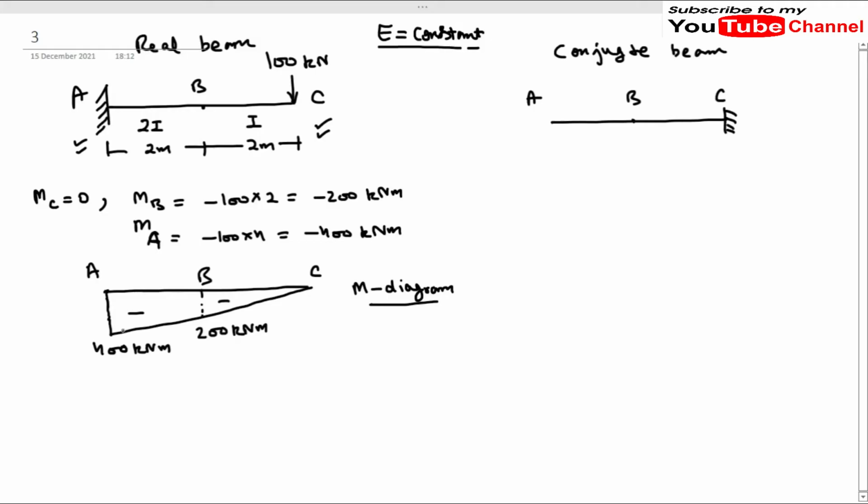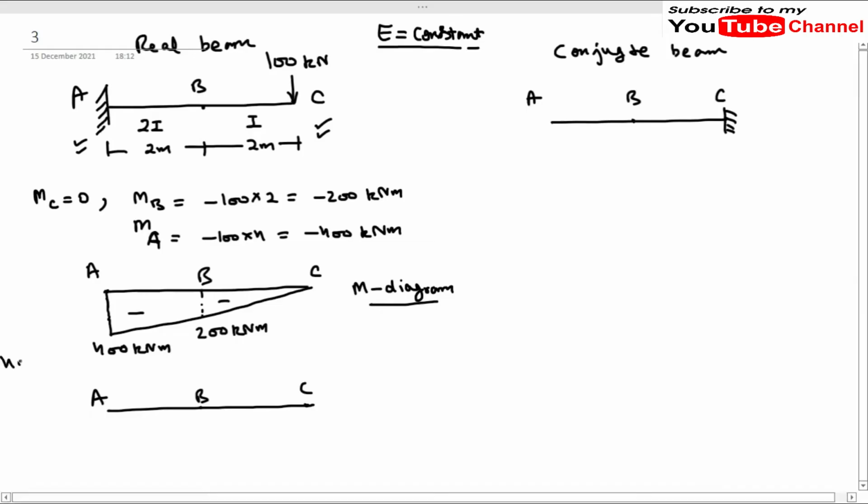So all the moment values between A and B will get halved. Let me just draw the reference line. This is A, this is B, this is C. So this is 4. When I divide this 400 by the value of 2I, which means 2EI because E is constant, it will be 200. So this will be 200.